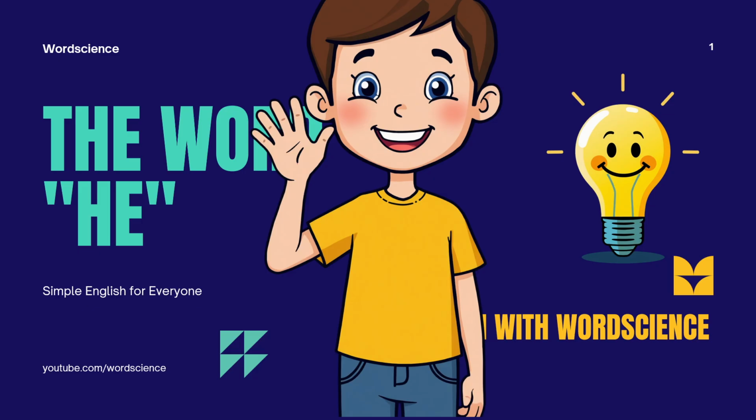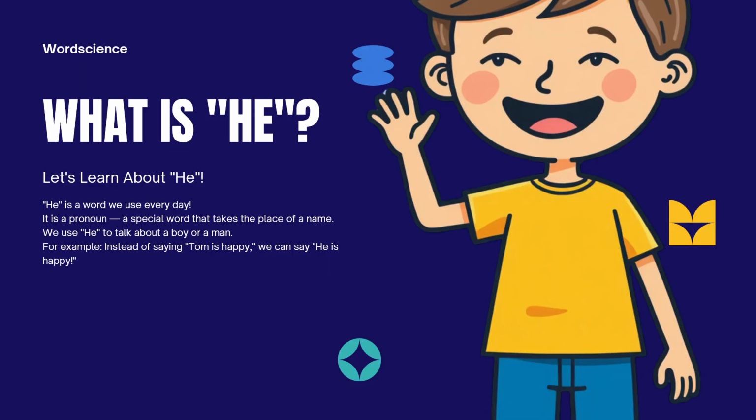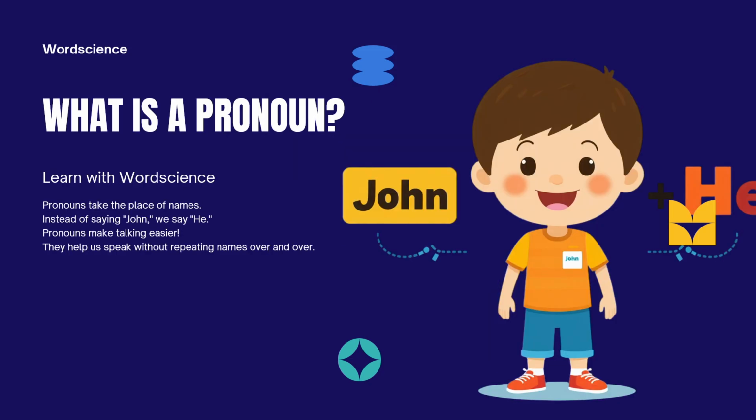Let's begin this exciting journey together. So, what is he? He is a simple word. It's called a pronoun. We use he when we talk about a boy or a man. It's that easy. But what is a pronoun?